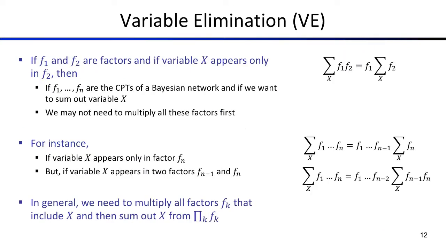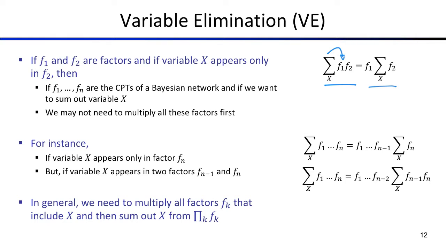In order to do better, we can use a very simple idea. Let's suppose that we have two factors, f1 and f2. What we are doing is multiplying f1 by f2, and if we want to eliminate a variable x, we do the summation after the multiplication. But let's suppose that only factor f2 mentions the variable x. In this case, we can anticipate the summation. We can move the summation to this part here. We first eliminate the variable x in f2, and later on we multiply by f1.